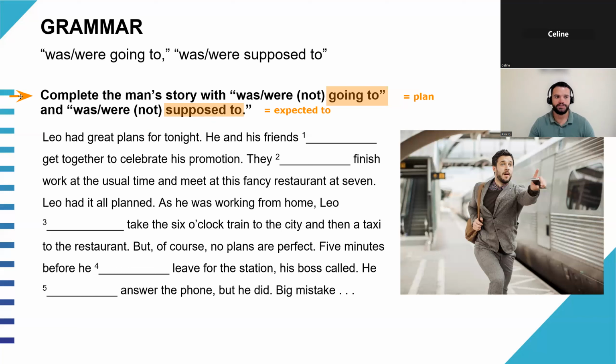All right, so let's take a look at the first one. I'll do the example for you and then you can continue, okay? So Leo had great plans for tonight. He and his friends were going to, this was a plan, get together and celebrate his promotion. This was a plan that maybe happened or didn't happen. What about number 2? How can we complete number 2?